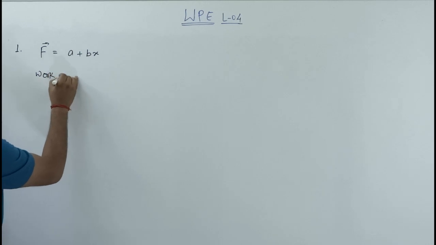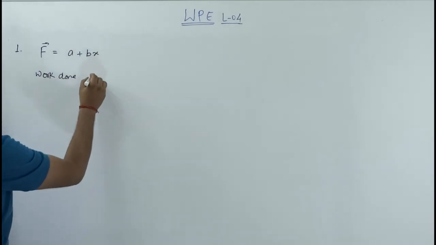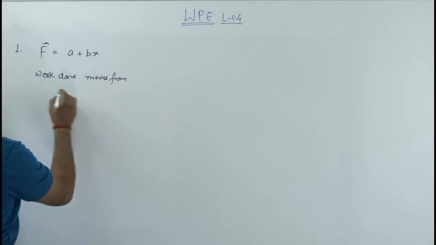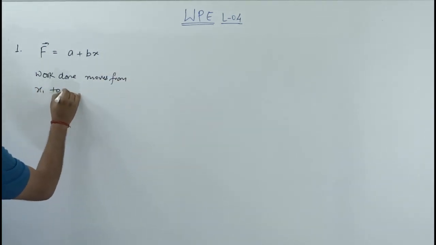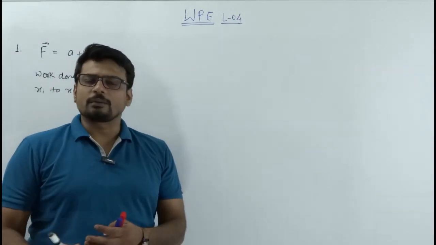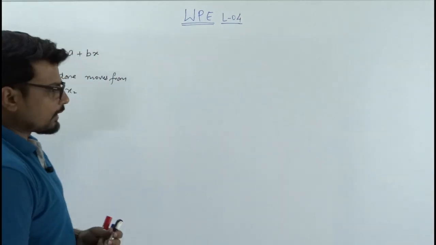Find the work done when the object moves from x1 to x2. This is a general term, you can take 2, 3, 5, whatever. I'm just giving you a very general understanding: if x changes from x1 to x2, what is going to be the work done?